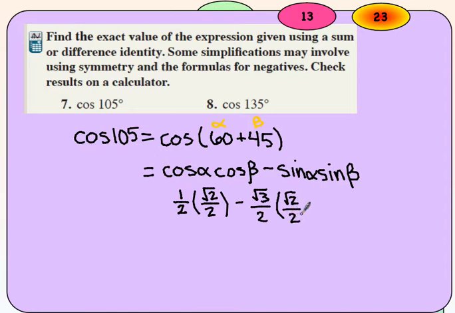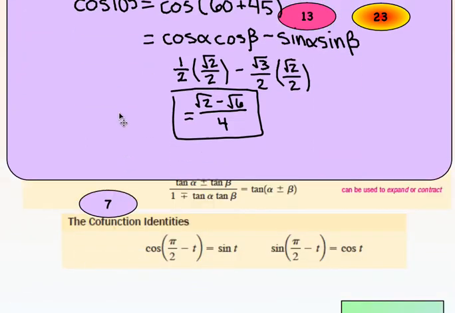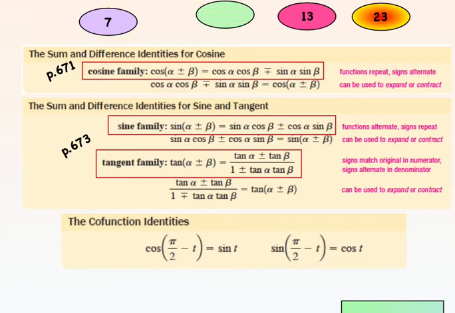So all I need to do at this point is multiply across tops. So I get the radical 2 minus our radical 6, and it's all over 4. And that right there is going to be my final answer. Okay, so that's what we're looking for: we're going to take some number that I may not necessarily know the values of and break it into 2 that I do. And then I can use that equation to help me out.